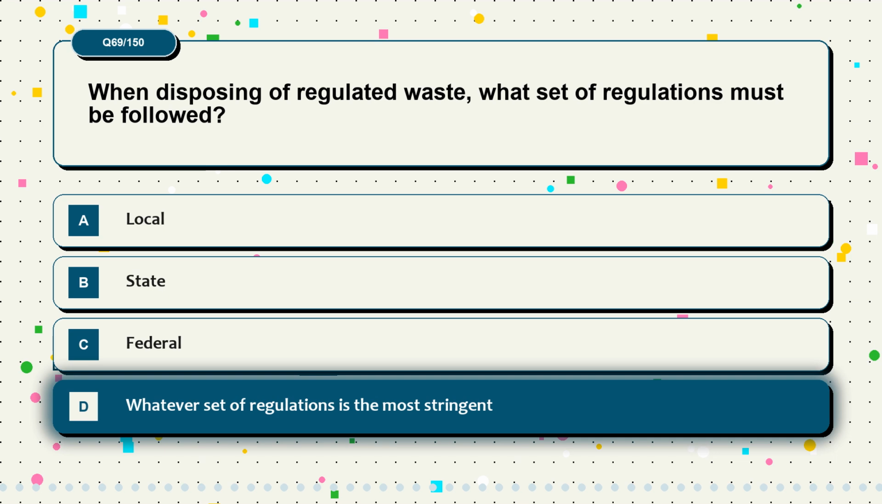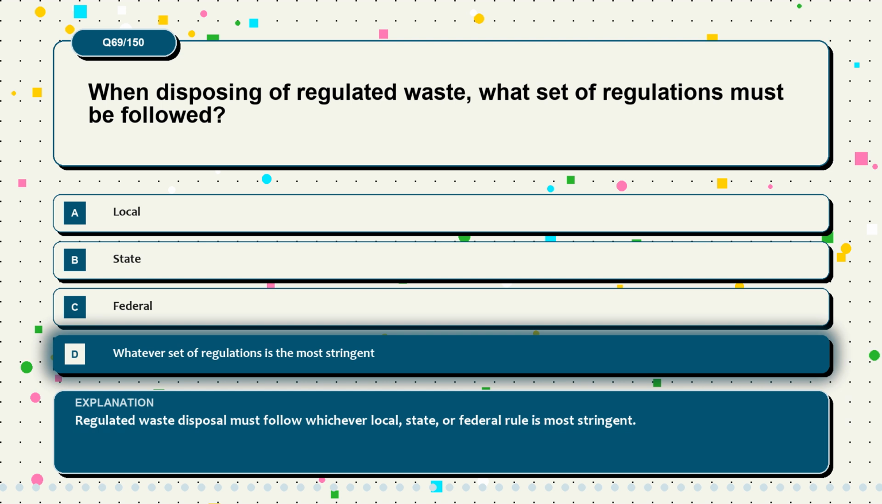The correct answer is option D. Whatever set of regulations is the most stringent. Regulated waste disposal must follow whichever local, state, or federal rule is most stringent.